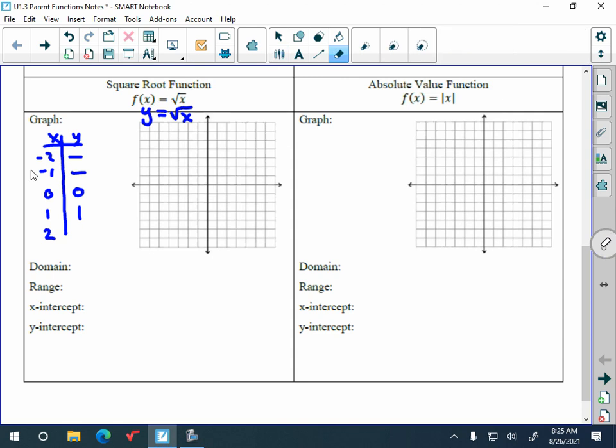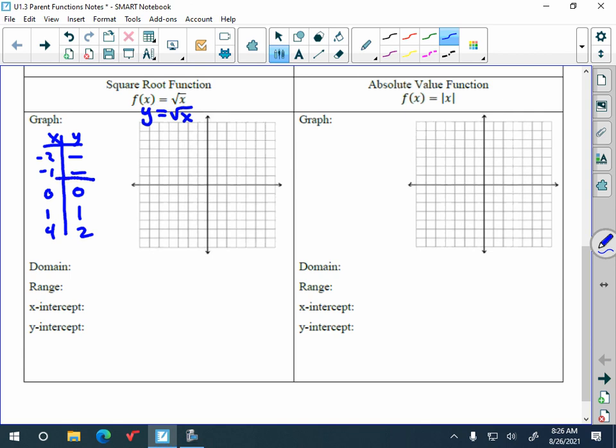Okay, so on the square root function, we don't want to use 2, and we don't want to use 3, but we do want to use 4, because we can take the square root of 4. Hopefully you don't need a calculator for that. What's the square root of 4? 2, yeah.